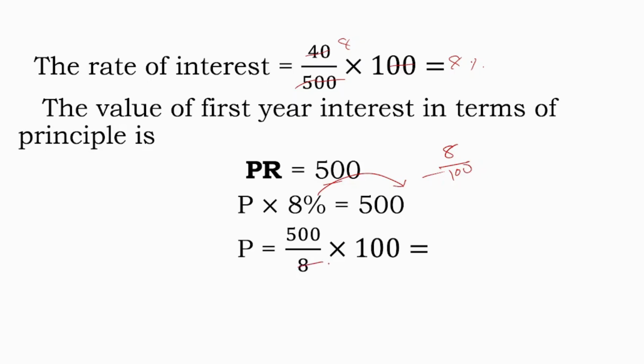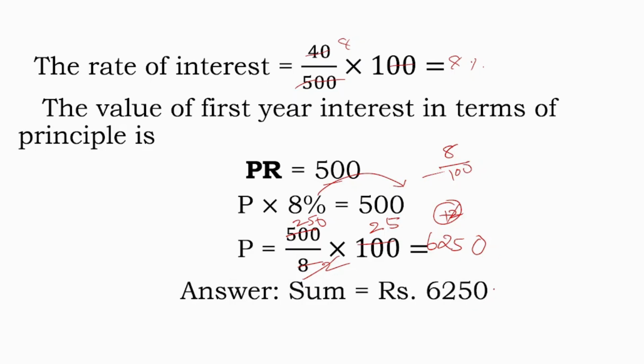So 4 twos are 8, 4 twos are 8, 4 25s are 100. 2 ones are 2, 2 twos are 4. 2 fives are 10, 250. 25 into 5 is 125, 125 plus 12 is 62. 6,000 plus 250. So the principal amount in this transaction is 6,250. It is your answer.